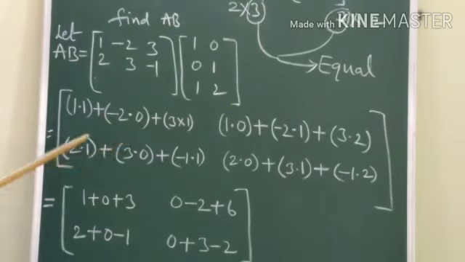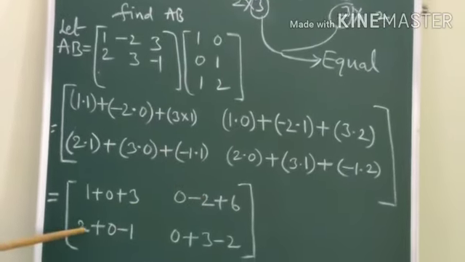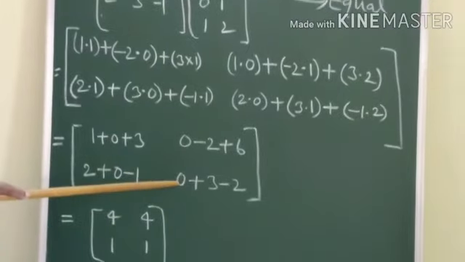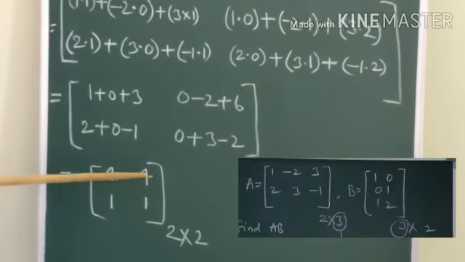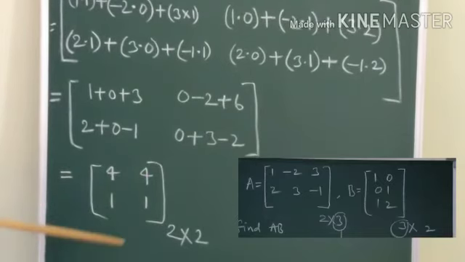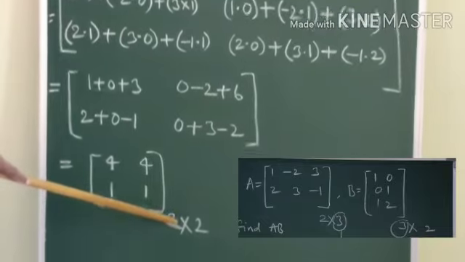So by simplifying this, we get the final matrix, that is 1 plus 0 plus 3, 0 minus 2 plus 6, 2 plus 0 minus 1, 0 plus 3 minus 2, that is [4, 4; 1, 1]. So what is the order here? 2 by 2. We already discussed this previously.